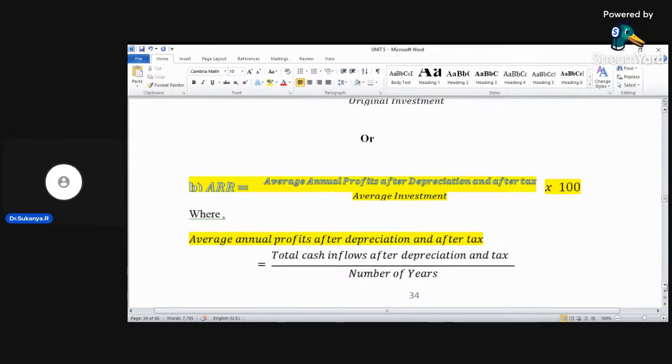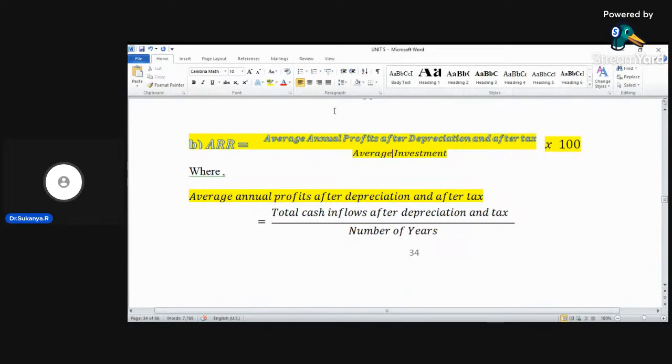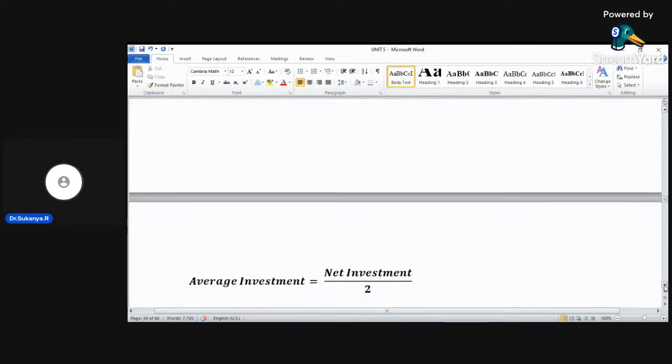When it comes to the numerator, dear students, average annual profit after depreciation and after tax means to say, for the numerator itself, you have a formula. So it is the total cash inflows after depreciation and tax divided by the number of years. So for the numerator, that is when you use the term average annual profit after depreciation and after tax, it is nothing but the cash inflows after depreciation and tax divided by the number of years. But when it comes to the denominator, what is this average investment?